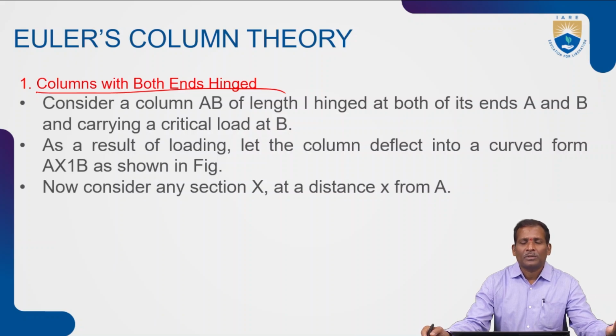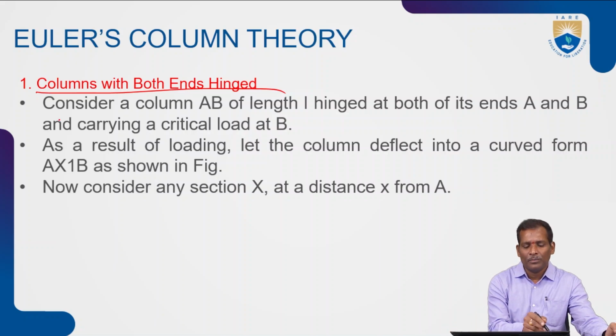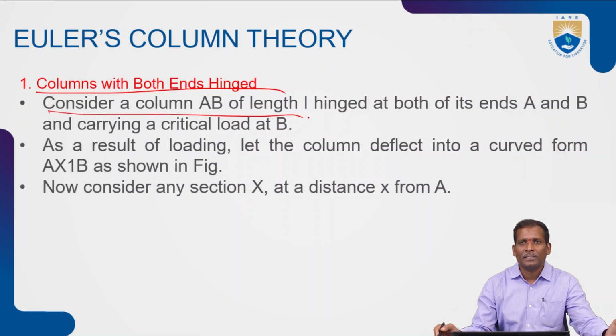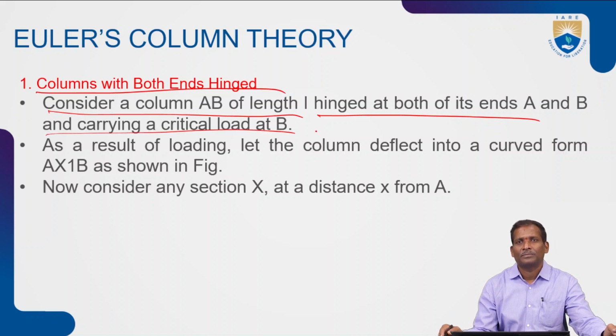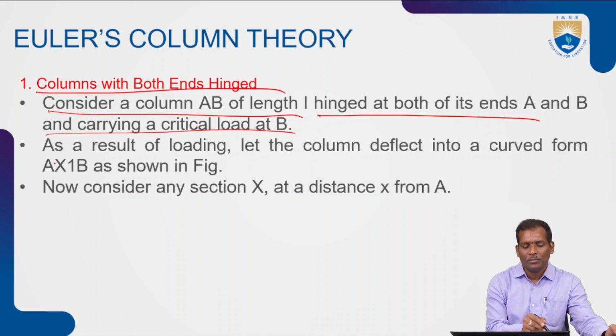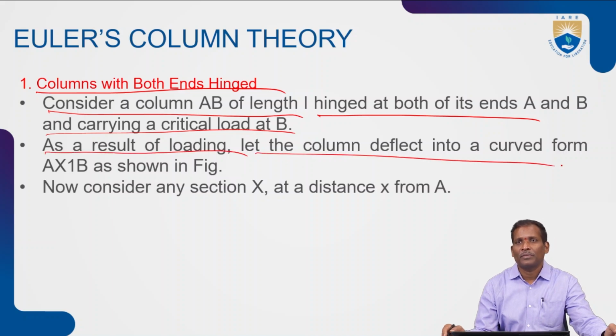So in an examination, first we explain Euler's column theory and then take any one condition. So here I have taken columns with both ends hinged. Consider column AB of length L, hinged at both of its ends, A and B, and carrying a critical load at B. As a result of loading, let the column deflect into a curved form AX1B as shown in the figure.